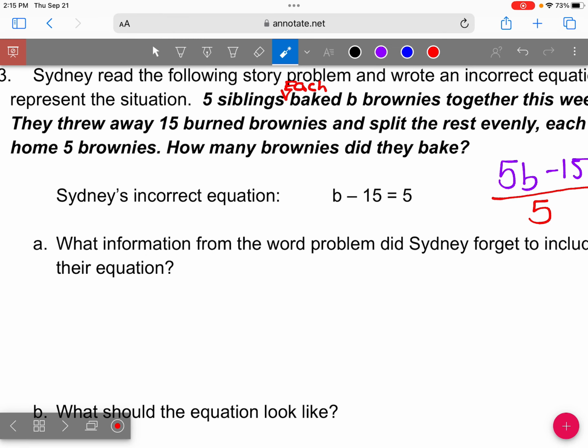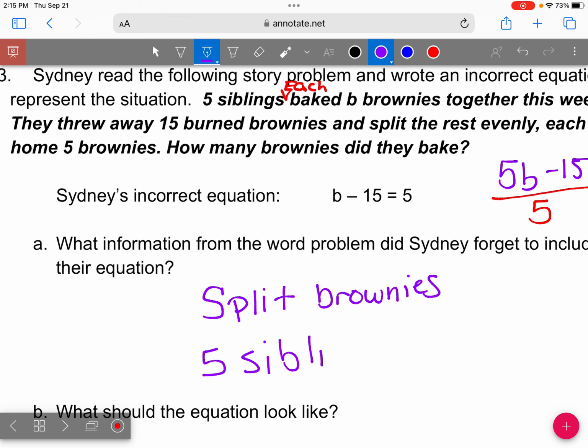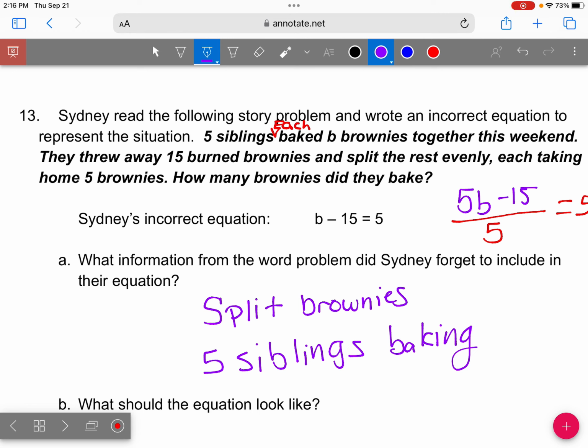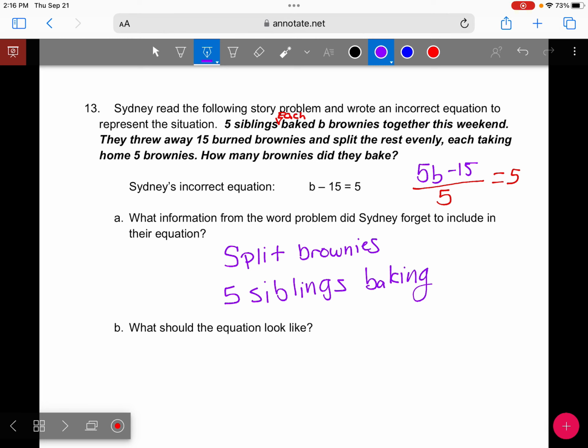Sydney forgot to include a couple of pieces of information. She forgot to include that they split the brownies, and she forgot to include that there are 5 siblings baking. So you've got to watch out for words in there. It's being very specific about our words. And I think I even missed that on my answer sheet, that there are 5 siblings. Yeah, I missed the split. So if you go through and write your own equation, it'll make it easier to figure that part out. Okay, so when we're evaluating, you've got to show me what's in your brain, okay?